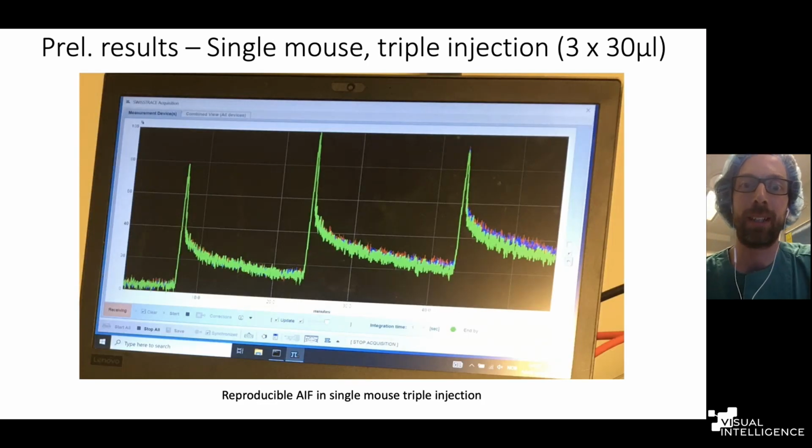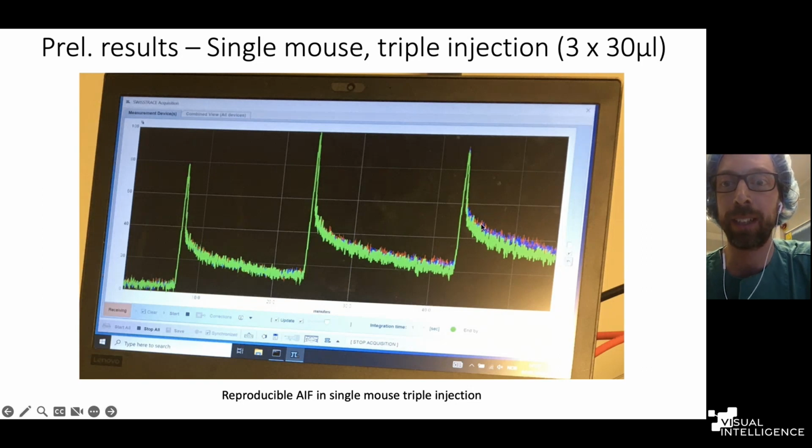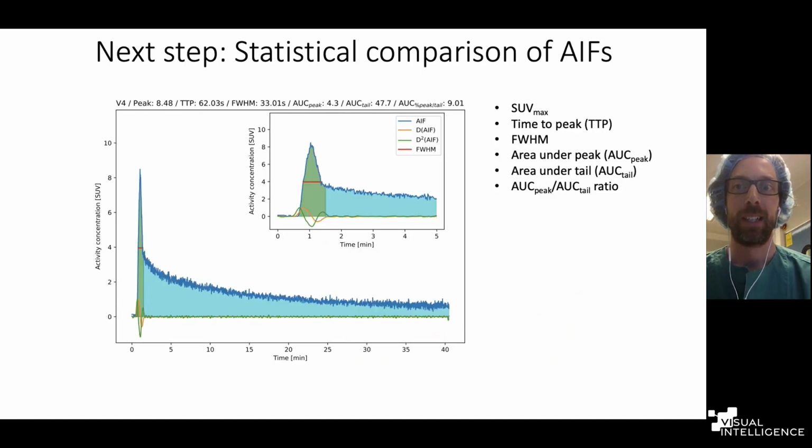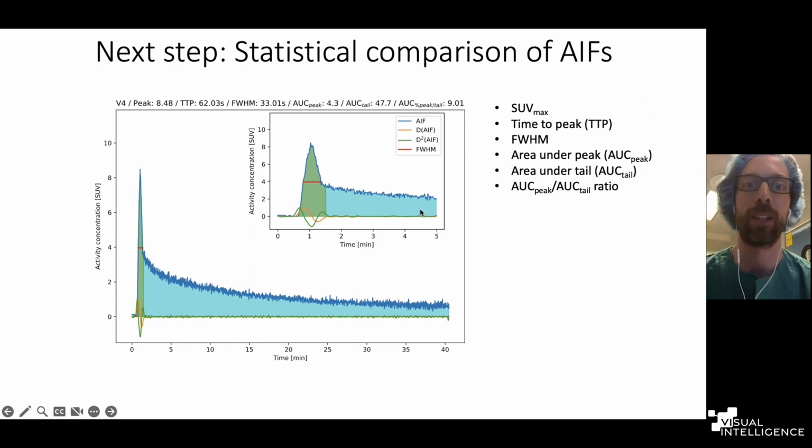Also, we did something to inject 3 times in the same mouse during one single scan, and we will later overlay these 3 to check how really reproducible the input function is. Yeah, I've not done it yet, but we will of course compare these curves statistically to make sure what is significant and what is not. So we will extract the features from these curves and check if they are really different or not.